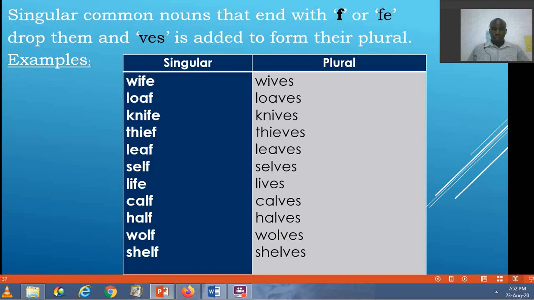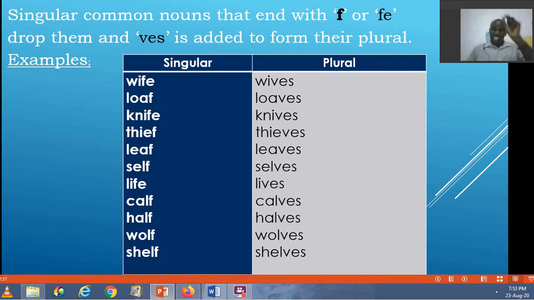We have wife. One is a wife, very many are wives. One is a loaf, very many are loaves. One is a knife, very many are knives. One is a thief, very many are thieves. One is a leaf, very many are leaves. One is a self, you talk about myself, self, and then selves. So I can say myself, ourselves, herself, themselves, life, lives, calf, calves, half, halves, wolf, wolves, shelf, shelves.